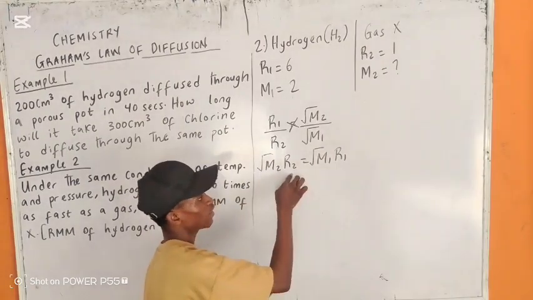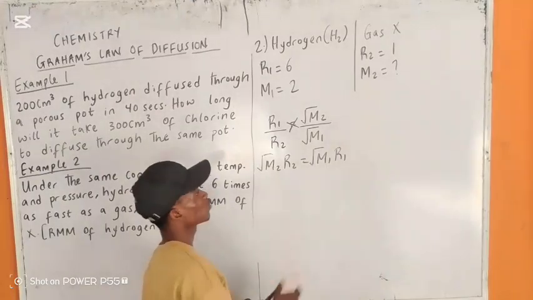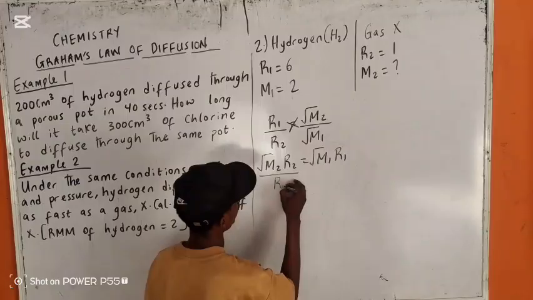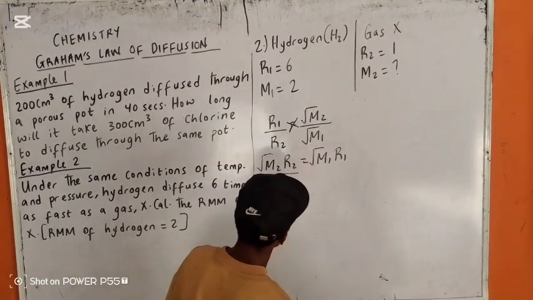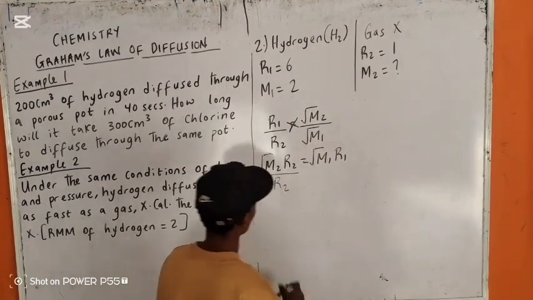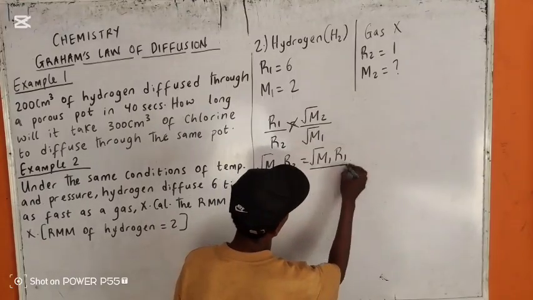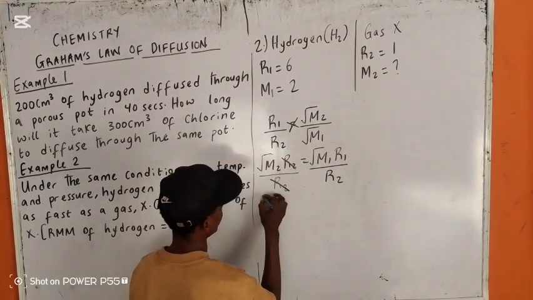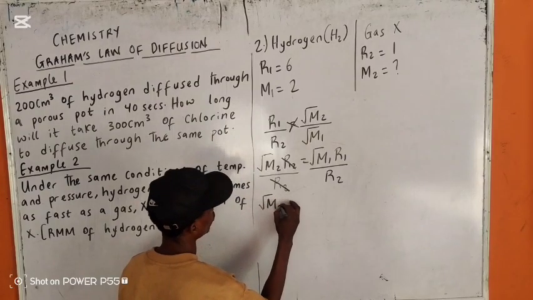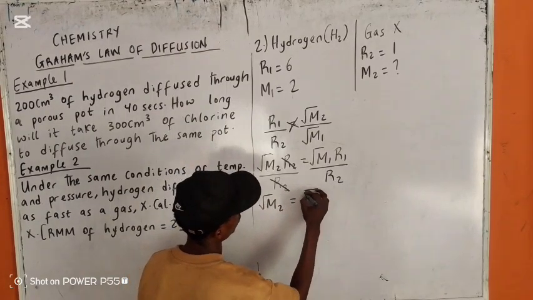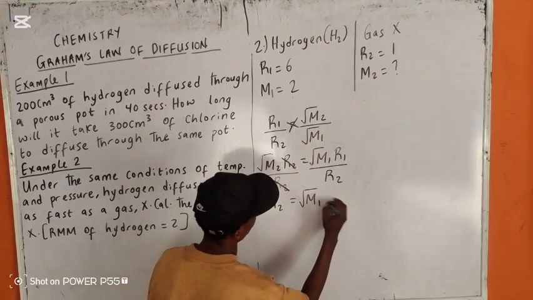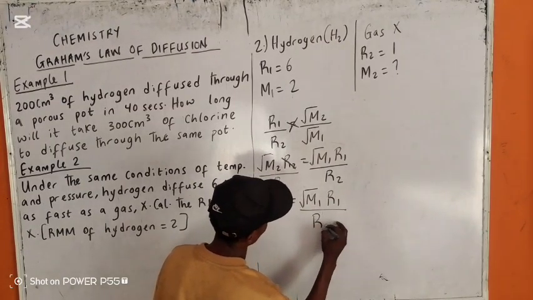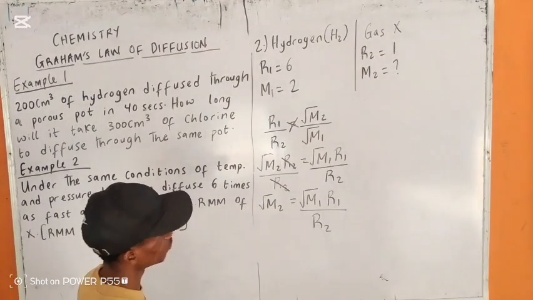Divide both sides by what? By R2, to make M2 stand alone. So that will be over R2. So R2 over R2, R2 cancels R2. So we have the square root of M2 now equals what? The square root of M1 multiplied by R1, all over R2. So this is what we are making use of.